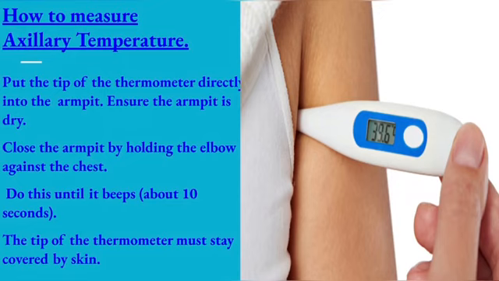Now we're going to be taking a look at how to measure the axillary temperature. The axillary temperature is the temperature measurement using the armpit. Put the tip of the thermometer directly into the armpit and ensure the armpit is dry. Close the armpit by holding the elbow against the chest. Do this until it beeps, for about 10 seconds. The tip of the thermometer must stay covered by the skin. All of this must be done after you have observed proper hand hygiene.